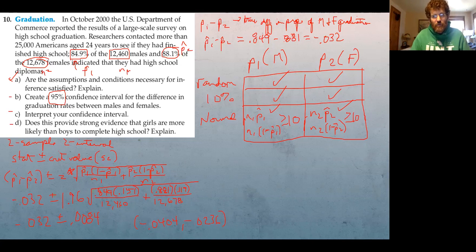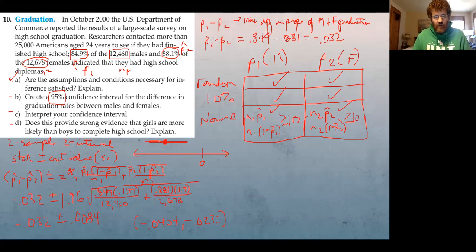So it's important to remember what this means. If I think of a number line here, and I put 0 right here, I just created a confidence interval, and I'll put my point estimate right here, it doesn't matter. My point estimate has a margin of error around it. And that entire margin of error is negative, is left of 0. And this is the difference between male graduation rate and female graduation rate.